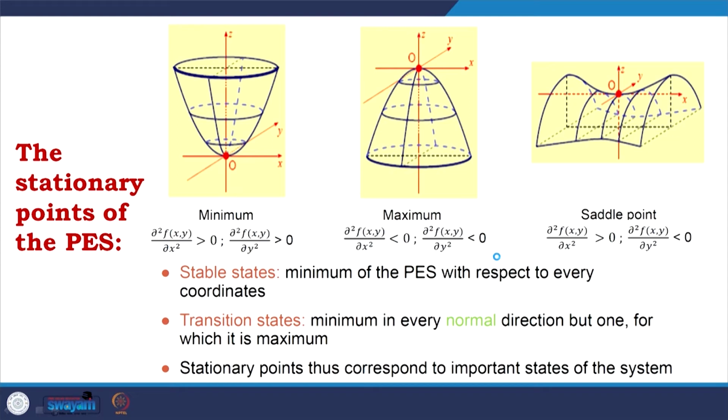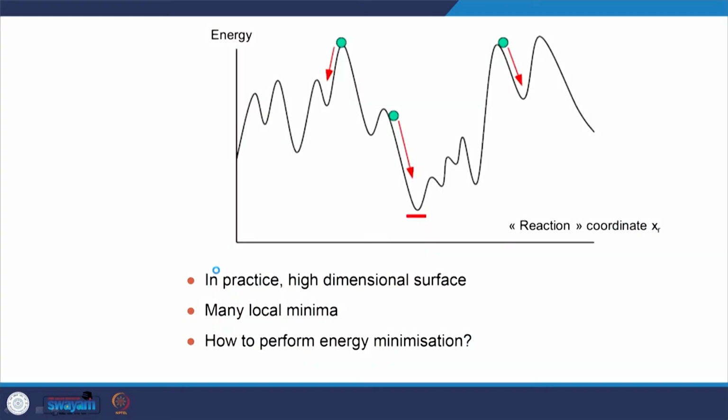If you see, for minimum, d2f/dx2 greater than 0, d2f/dy2 greater than 0. For maximum, d2f/dx2 less than 0, d2f/dy2 less than 0. For saddle point, d2f/dx2 greater than 0, but d2f/dy2 is less than 0. So, by this double derivative we could identify the maxima, minima and the saddle point, which is the transition point.